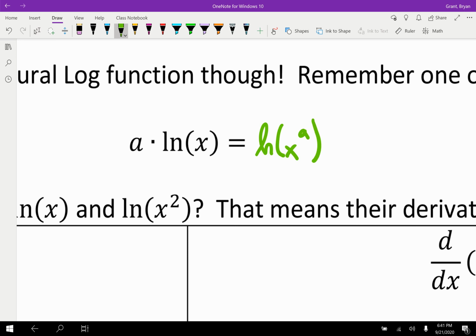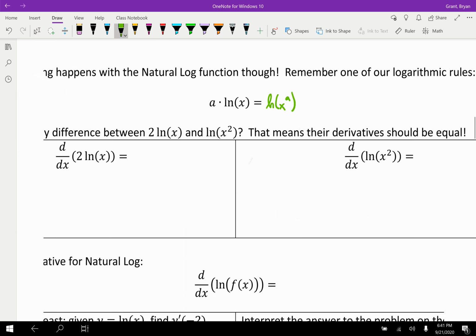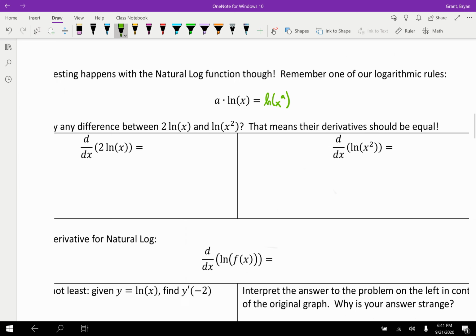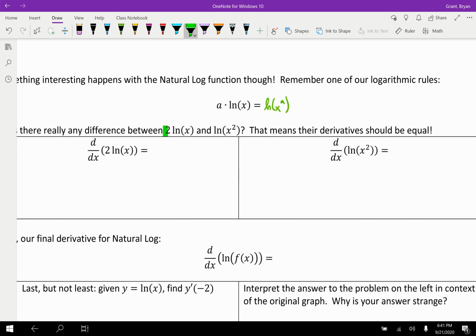We were able to take the log, and then using that rule, we were able to remove the power and move it to the front. Now, what that means is that those two are equal. So if you're asked to take the derivative of 2 times the natural log of x and compare it to the derivative of the natural log of x squared, shouldn't they be the same? Because you're allowed to bring the 2 in here. That's manipulating the equation, not changing it.